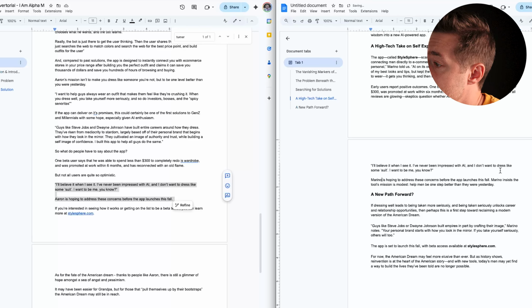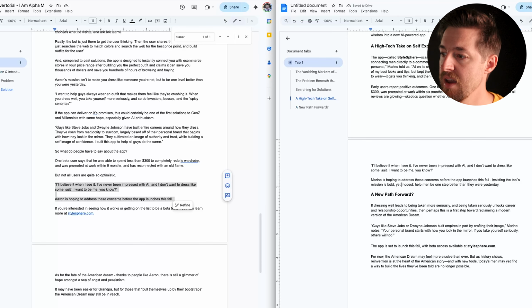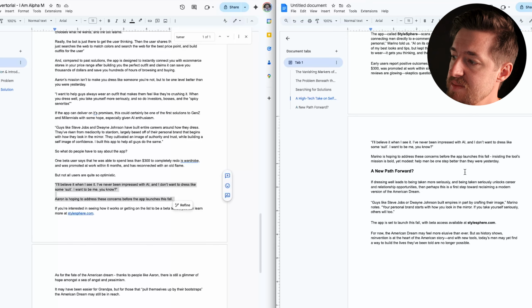Marino is hoping to address these concerns before the app launches this fall. Insisting the tool's mission is bold yet modest. Help men be one step better than they were yesterday. New path forward. If dressing well leads to being taken more seriously, and being taken seriously unlocks career and relationship opportunities, then perhaps this is the first step towards reclaiming a modern version of the American dream.